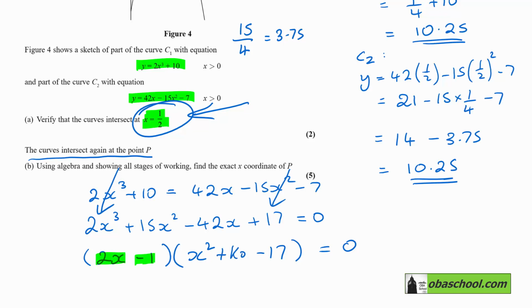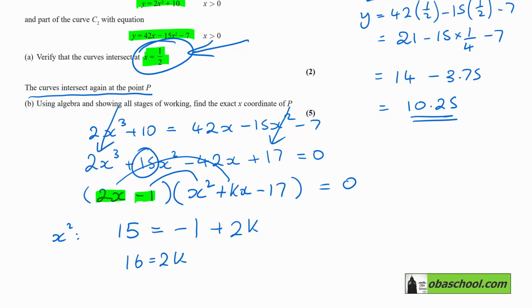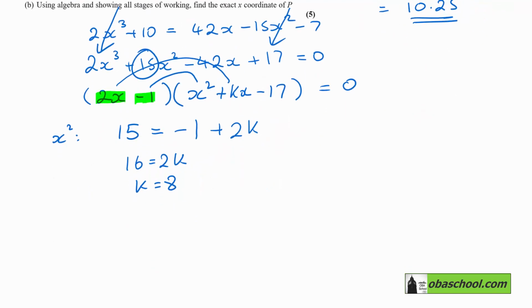We're not sure what's in the middle, but we can find that middle using a coefficient. So let's use the x squared coefficient, which in the original cubic is 15. What's going to give us an x squared from here? Well, we'll get minus 1x squareds there, and then we'll get 2k x squareds there. So 16 equals 2k, k will be equal to 8. So the quadratic that we need to solve to find this other coordinate is x squared plus 8x take away 17 is equal to 0.